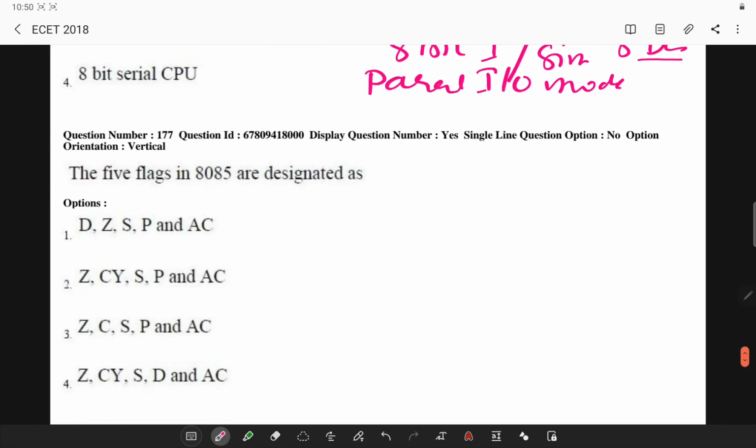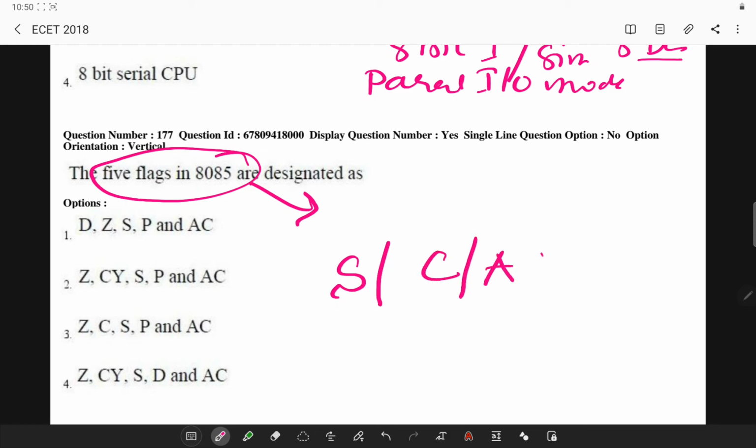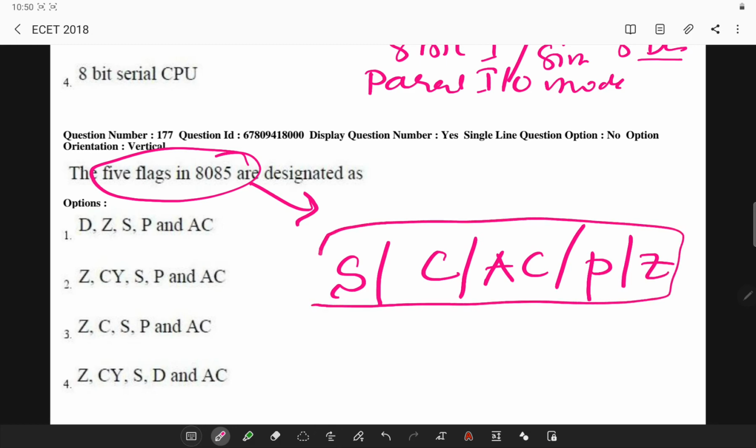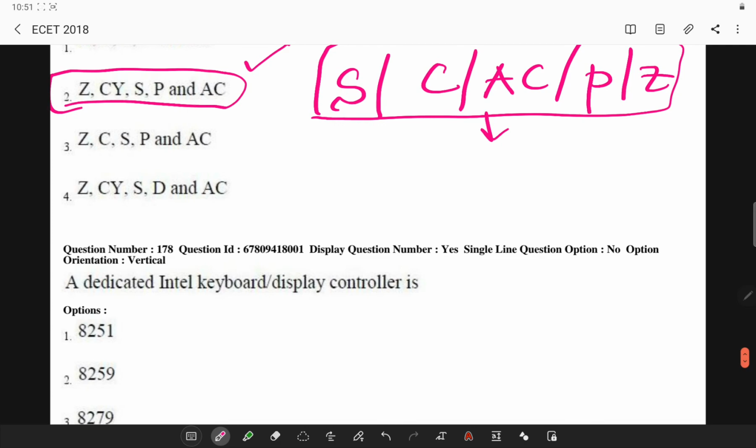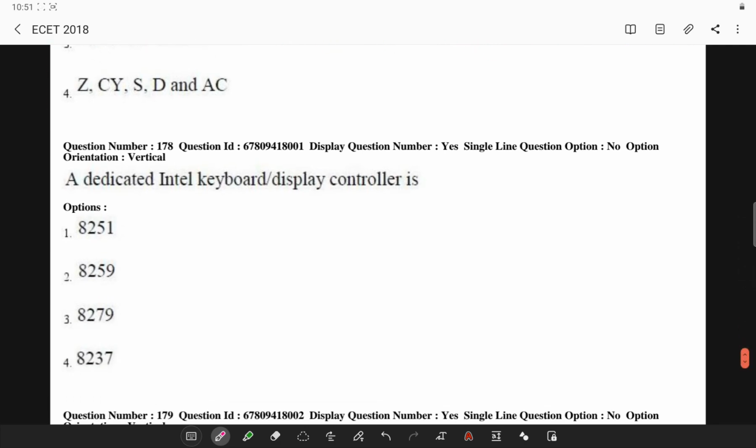So the next question, what are the 5 flags in the 8085 processor? This is a standard question. So remember, you have sign, carry, auxiliary carry, parity and zero flag. These are the 5 different flags which are in the 8085 processor. So see the options, only this will fit for you. There is a standard question every year on this particular topic.